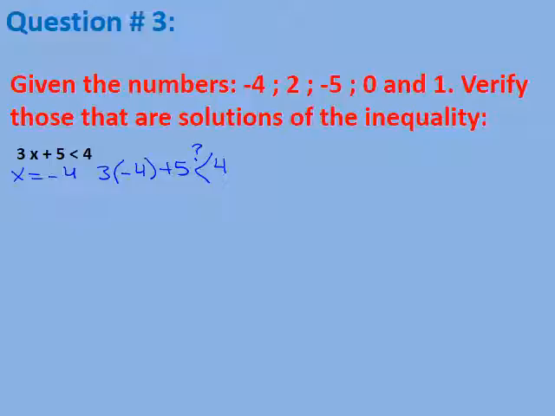Now, 3 times minus 4 is minus 12, minus 12 plus 5. Is it less than 4? What's minus 12 plus 5? Minus 7.